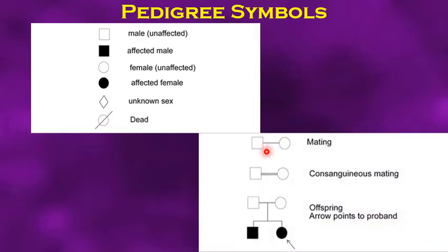The line connected between circle and square, that means mating. The two lines connected between male and female, that means consanguineous mating، يعني تزاوج الأقارب. This represents a pedigree. This arrow points to proband. proband نقصد به أول فرد يلفت النظر إلى مرض معين يصيب عدة أفراد بالعائلة.